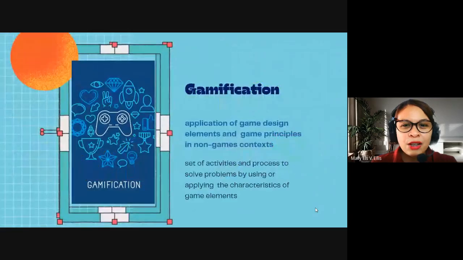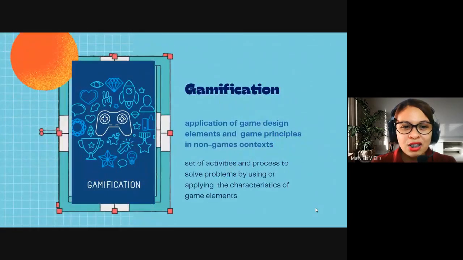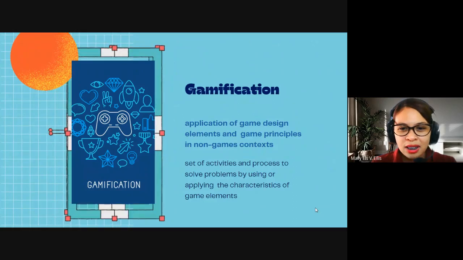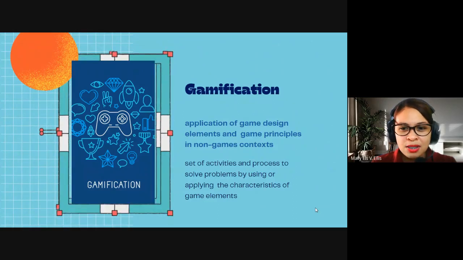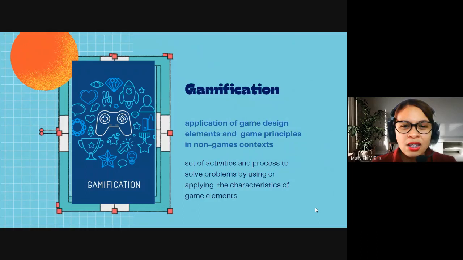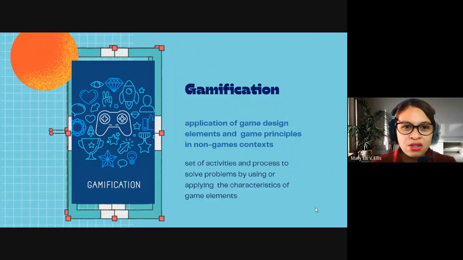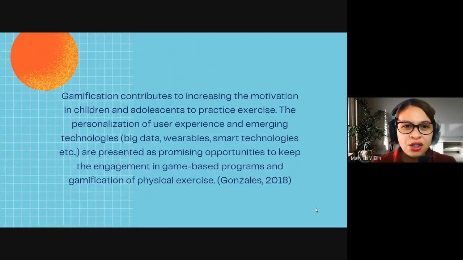So now, gamification is an application of game design elements and game principles in a non-game context. There is already research showing that gamification contributes a lot to the learning content or learning context in the classroom. Game-based programs and gamification of physical exercises are really helpful to engage students.